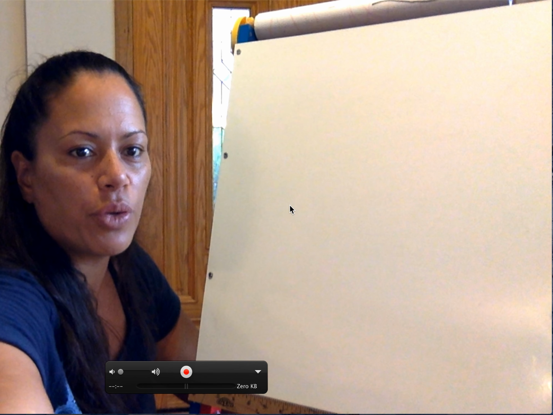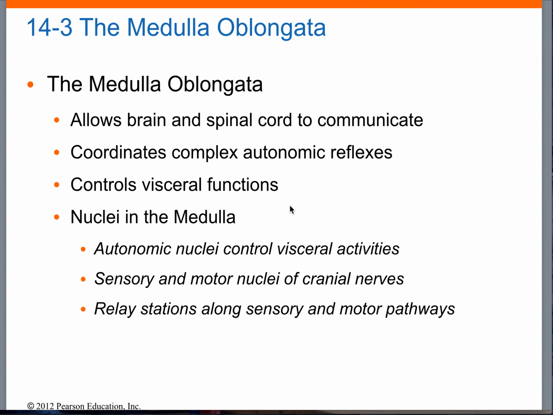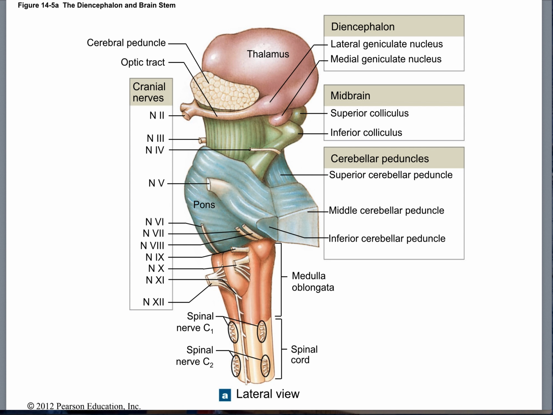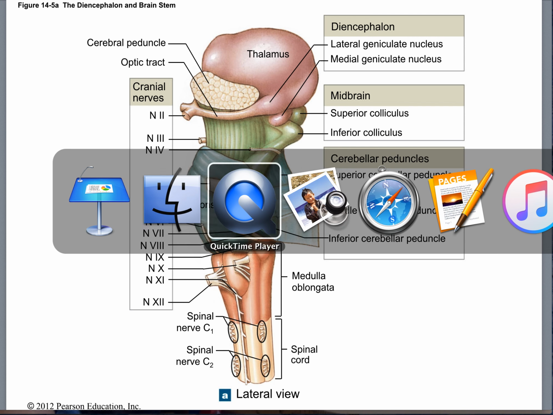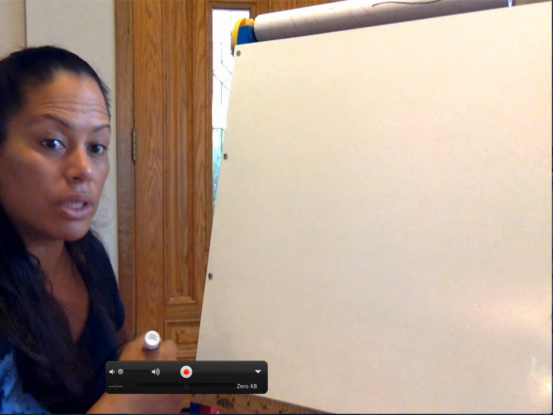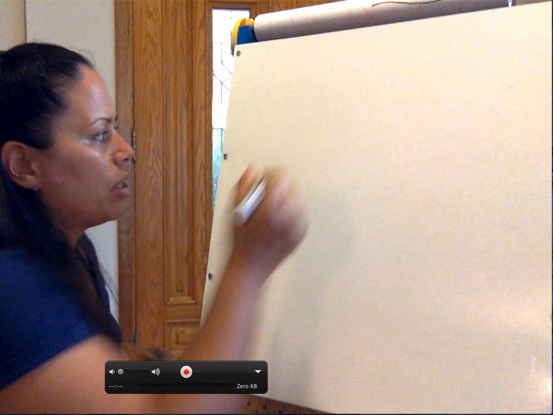Let's keep reviewing the information here. So we have medulla oblongata. What is that? What did we talk about with medulla and the midbrain and pons? Well, we said that the midbrain, pons, and medulla were what we call the brainstem.